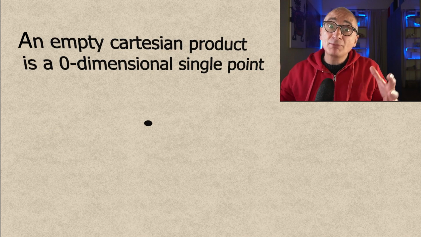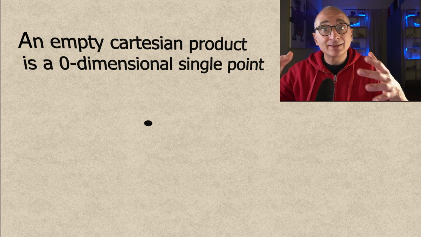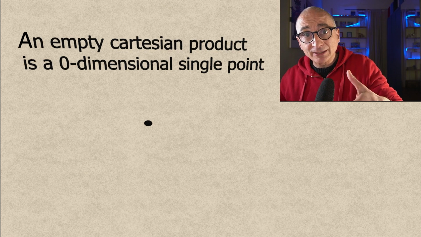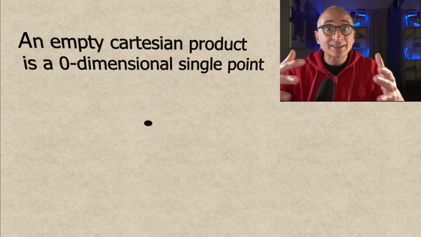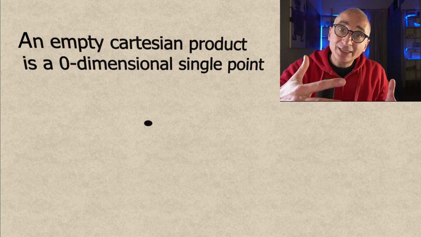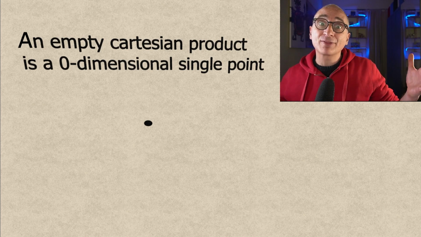So, when you don't multiply anything, you get a single object, a single point. No multiplication, a single object. Something to the power 0 is 1. I hope you like this proof.